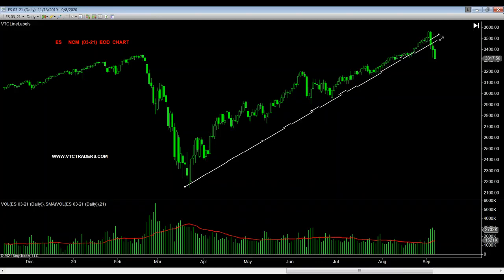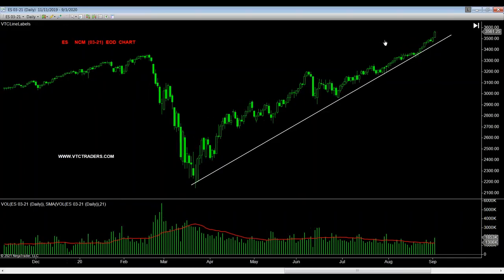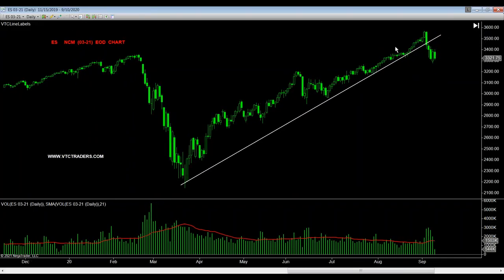And then finally, the last connect point before we have a nice correction to the downside on increased volume, mind you, right here. So connect point number 1. Here, 2, 3, 4. So 4 different areas, but the point of origin always stays the same. The violation here at this juncture, we called on a previous YouTube uploaded video at around this time, before the market actually sold off, that we believed there was a high probability that the market would have a nice short-term correction to the downside, and it did.